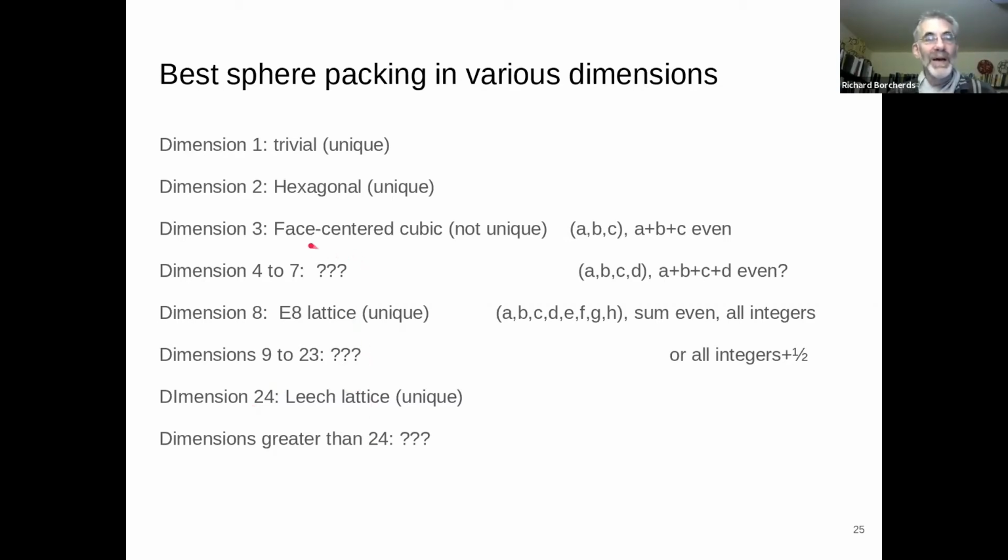You would have thought that the next most difficult case after dimension 3 was dimension 4, but we don't know how to solve it in 4 dimensions. You have to jump to 8 and 24 dimensions. So something very bizarre is going on in dimensions 8 and 24.